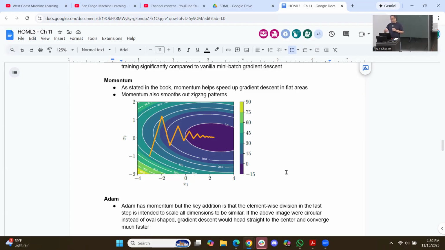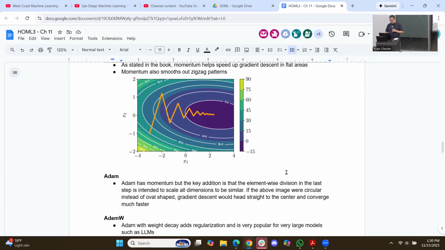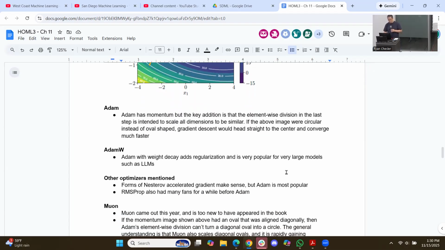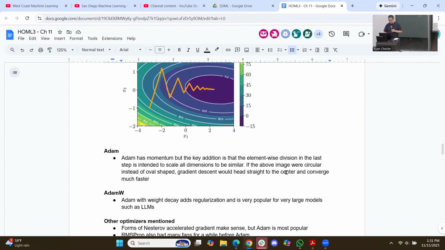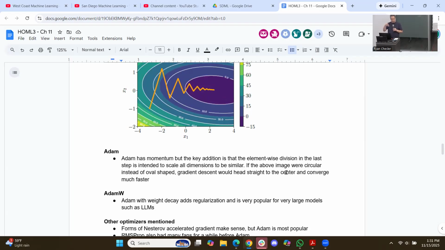Okay. The book talks about several other things and builds up to this idea of Adam. So variants of Adam are by far the most popular optimizers used. I would say it might be 99% of the time people use some variant on Adam. So Adam has momentum. And if you look at the exact formulas in the book, you'll see in the last step, there's this element-wise division.